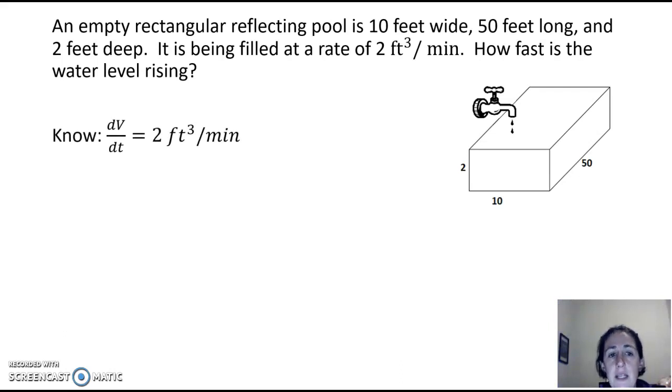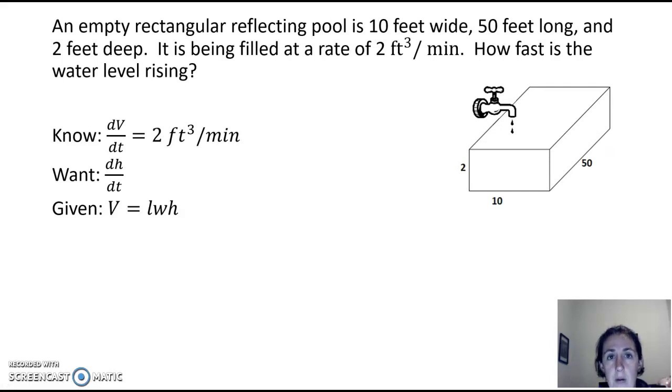So we know dV/dt, the rate at which the volume is changing with respect to time, is 2 cubic feet per minute. I want to know right here the height. At what rate is the height changing with respect to time, knowing that the most it can rise up to is 2 feet. After 2 feet, water will be spilling everywhere. Now keep in mind again that this 10 feet wide and this 50 feet long aren't going to change. So how are these all related?